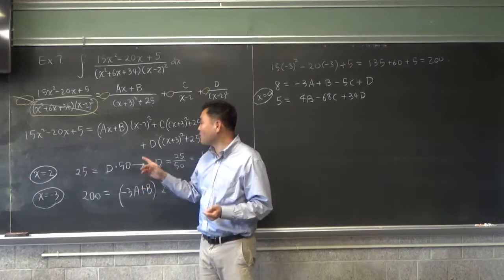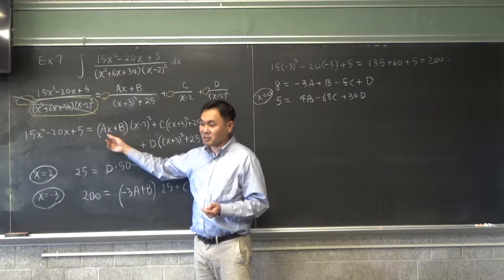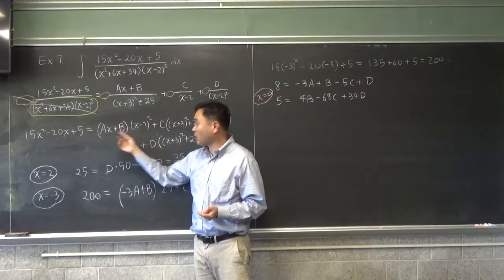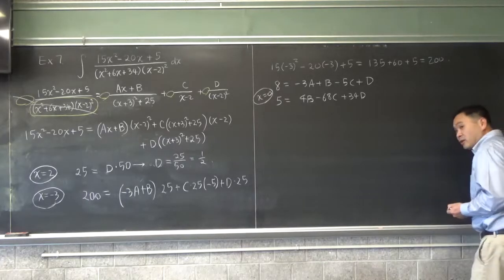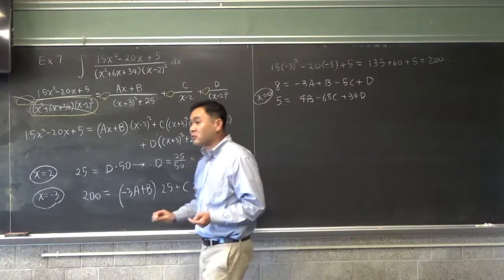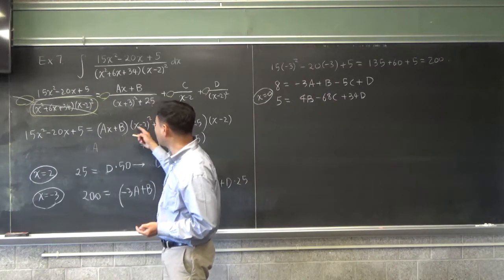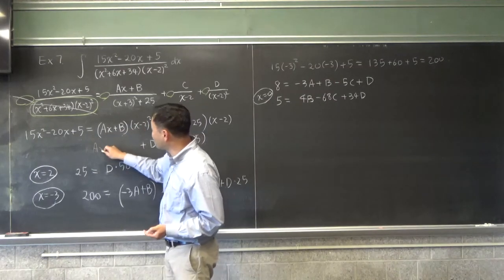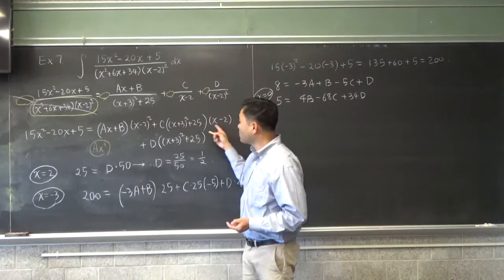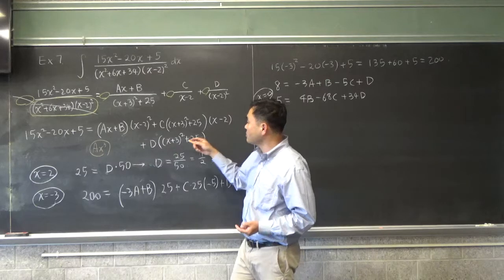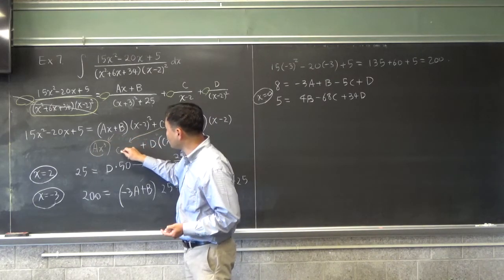Here's what we're going to do. Imagine that you expanded this. What will be the cubic term that you get out of here? AX cubed, right? The only cubic term you're going to get from here will be AX times X squared, so it will be AX cubed. What will be the cubic term here? CX cubed.